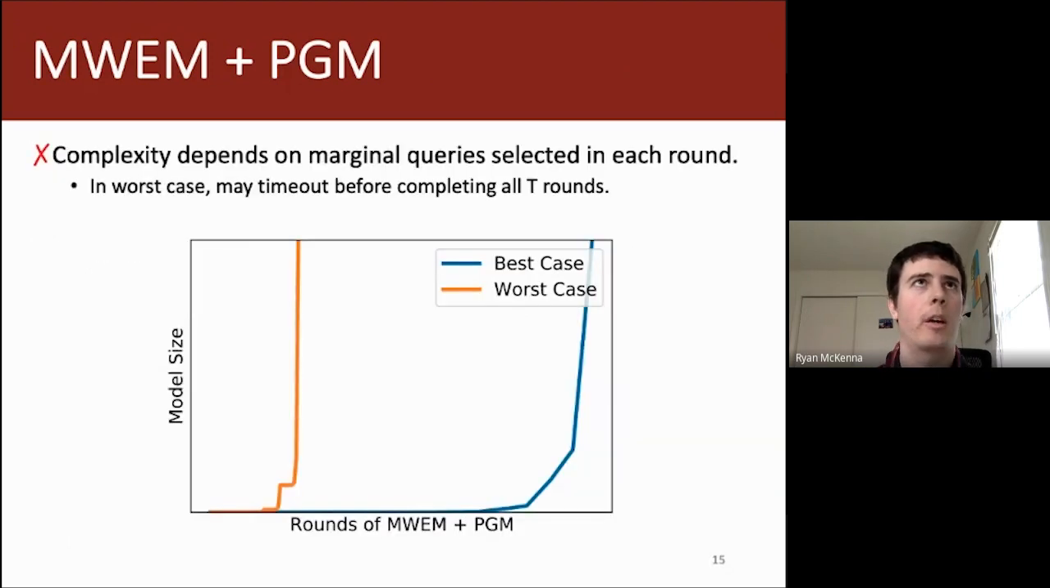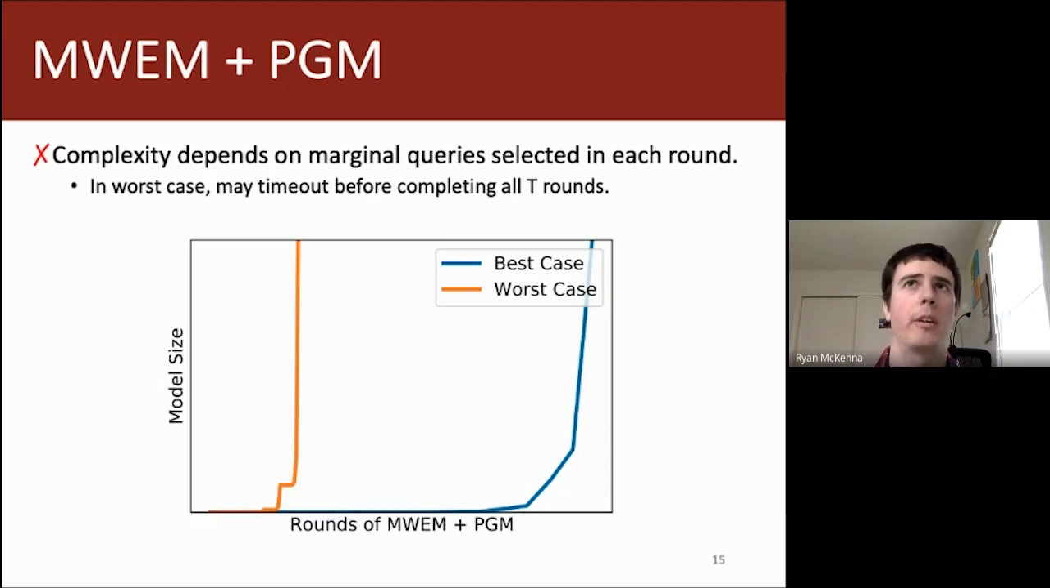So MWEM plus PGM is a nice algorithm, but the main drawback of it is that it can have inconsistent and unpredictable scalability, since the complexity of the model learned by private PGM depends on which marginal queries were selected in each round. So in the best case, it will be able to run efficiently for many, many rounds, but in the worst case, if it selects the wrong marginal queries, the complexity of the model may blow up very quickly and it could fail to scale after a handful of rounds. So this is undesirable because we want mechanisms that are able to consistently scale no matter what dataset or workload is fed as input.